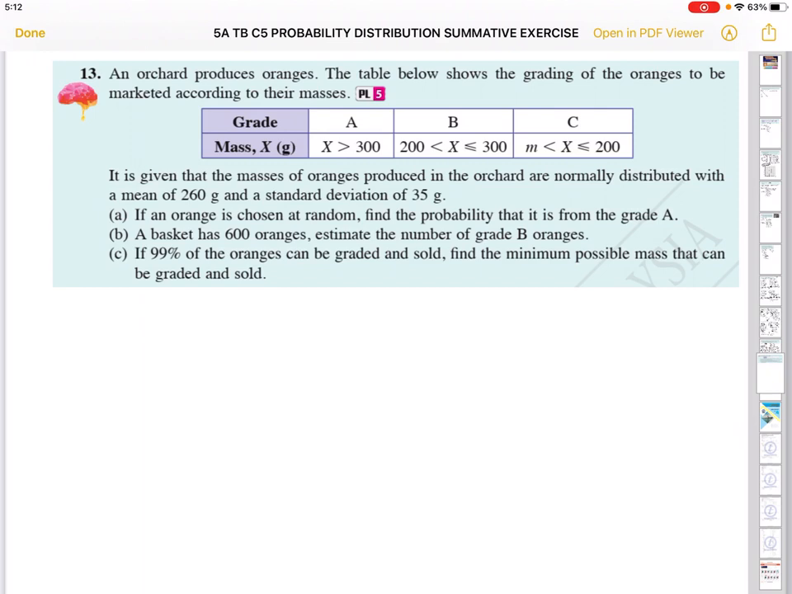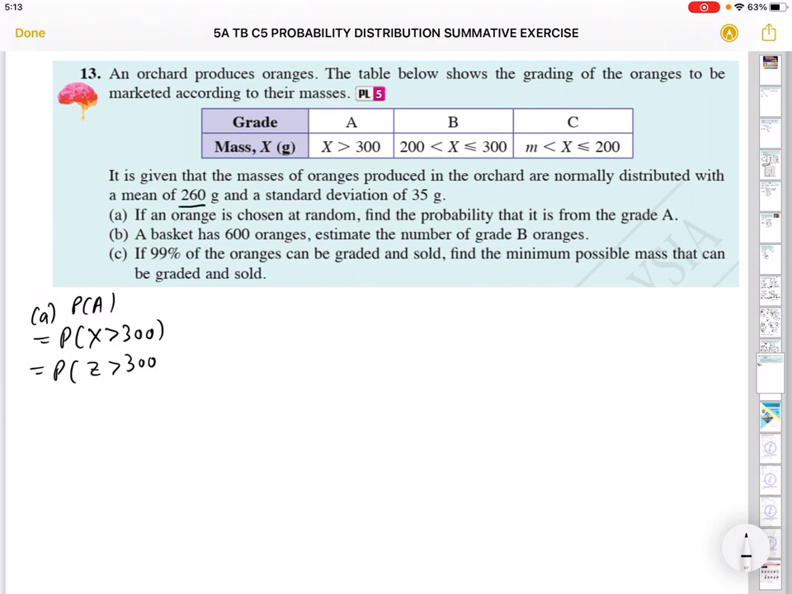Part A: if an orange is chosen at random, find the probability that it is from grade A. To find grade A, we know the probability that X must be more than 300, right? So we change from X to Z: minus your mu, guys. Your mu is 260, standard deviation is 35. Use your calculator. I'll get 1.